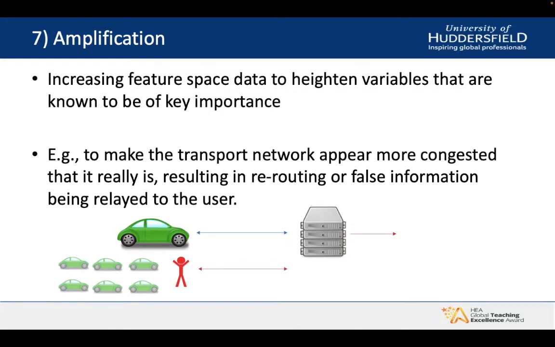Amplification is where we'd want to increase the feature space, heighten the variables that are known to be of key importance. So this one, similar again, I'm just using very basic examples here about traffic and congestion, but this one we could be looking to do the same, where we'll be looking to increase the data that's been recorded and stored and transmitted through more variables. And there could be more variables coming from different vehicles which we've simulated. Similar again, we could be looking to make the network believe that a specific route is overpopulated and that the user should be redirected elsewhere.